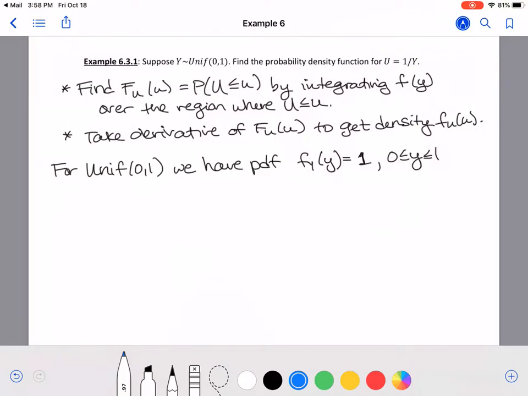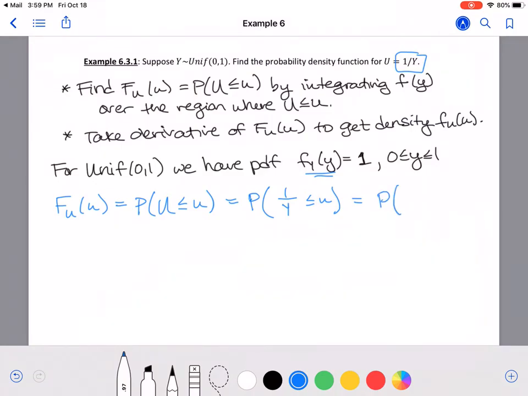So the first step is to look at what is the CDF of U. And this is, by definition, the probability U is less than or equal to some number little u. And we know that U is equal to 1 over Y. So we could write this as the probability that 1 over Y is less than or equal to u. What we need to be working with is Y, because we have the function for Y. So we could rewrite this as the probability that 1 over u is less than or equal to Y. That's just rearranging this statement to get this statement. So we need to look at Y being greater than or equal to this number.